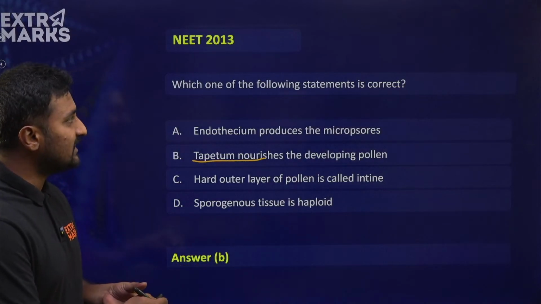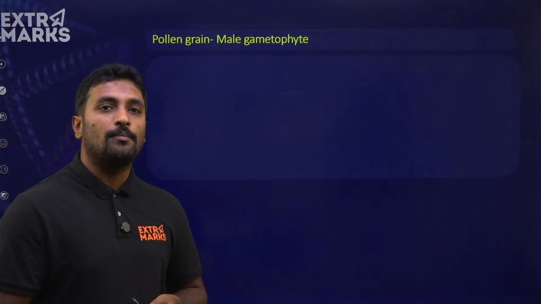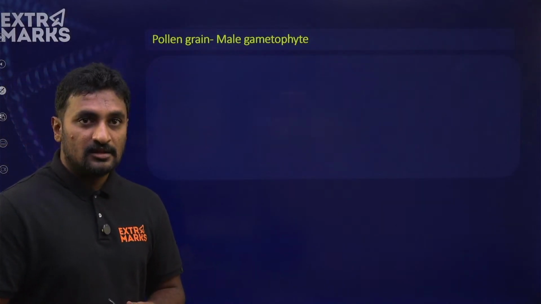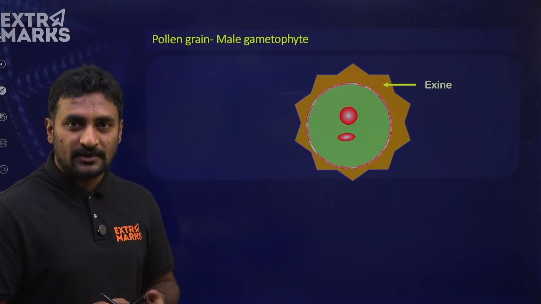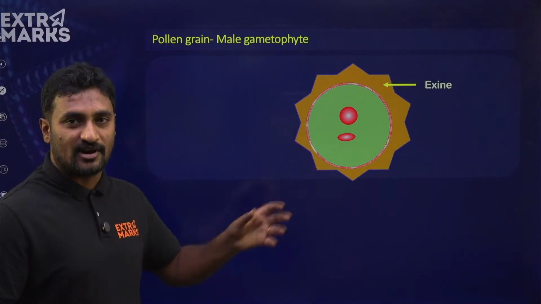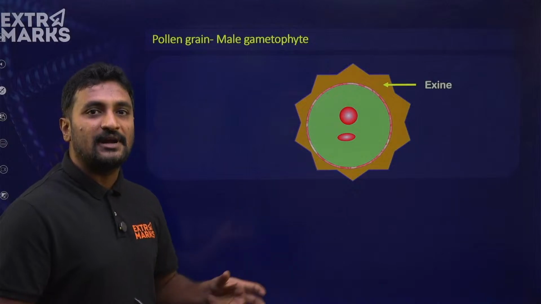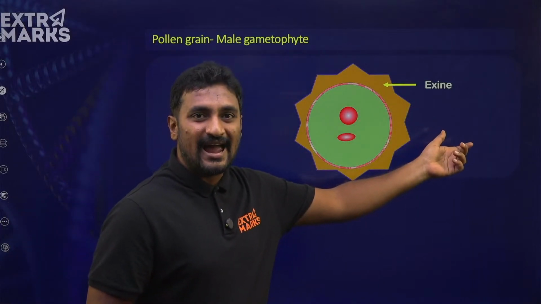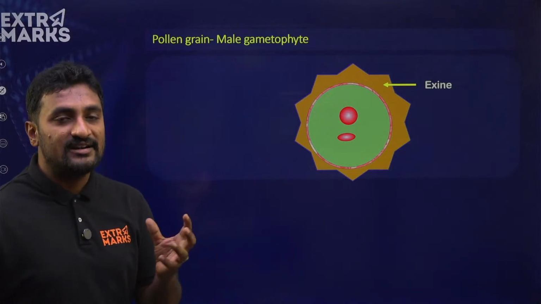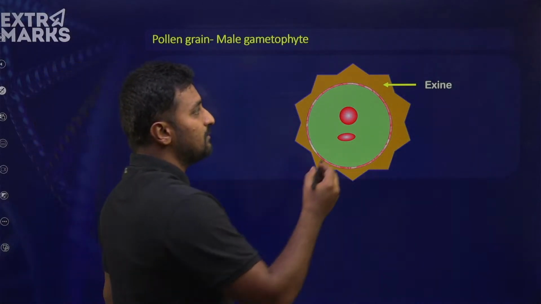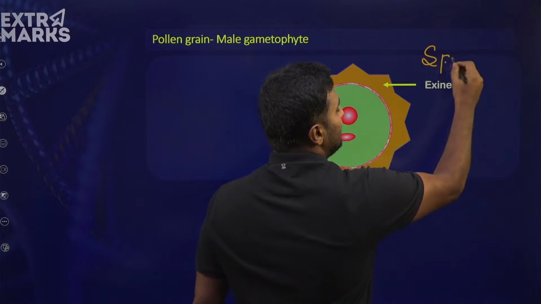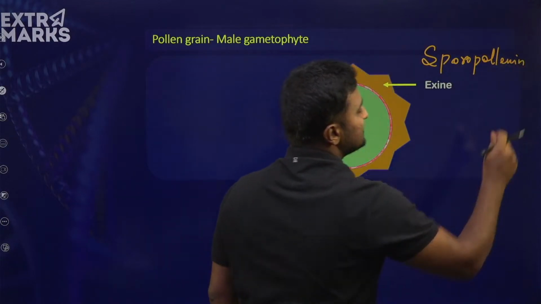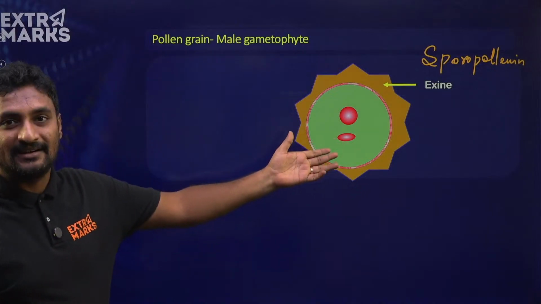Okay. Let us take the next topic. The next topic is the male gametophyte, which is the pollen grain itself. Once the pollen grains are developed, they mature and form the structure. Now a pollen grain is typically made up of 2 layers. The outer layer is called the exine, which is a hard layer that consists of a chemical called sporopollenin, one of the most highly resistant chemical substances found in the plant kingdom.